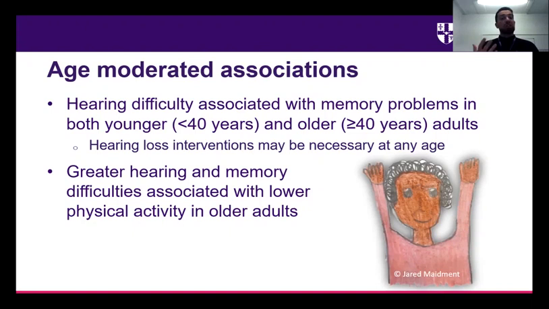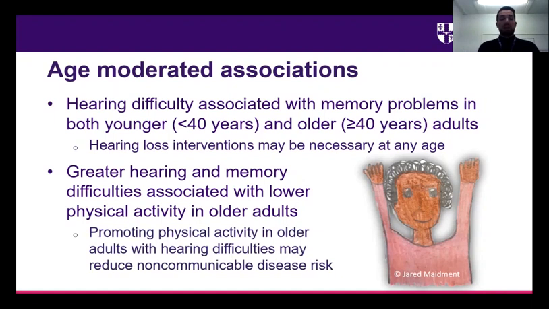However, we did find some age-specific differences where lower physical activity levels were associated with greater hearing difficulties and memory problems, specifically in older adults, suggesting that this is a population that we might want to target for future intervention. So what this suggests is that we might want to promote physical activity specifically in older adults who have a hearing difficulty, and this might be especially important in order to reduce some of the non-communicable disease risks that have been shown, such as cardiovascular disease and dementia.